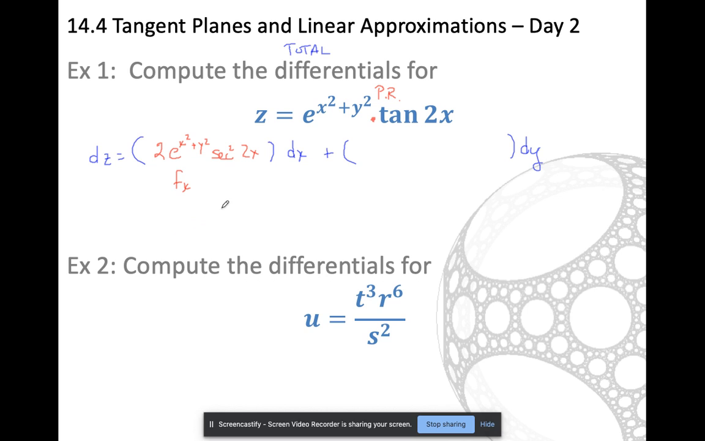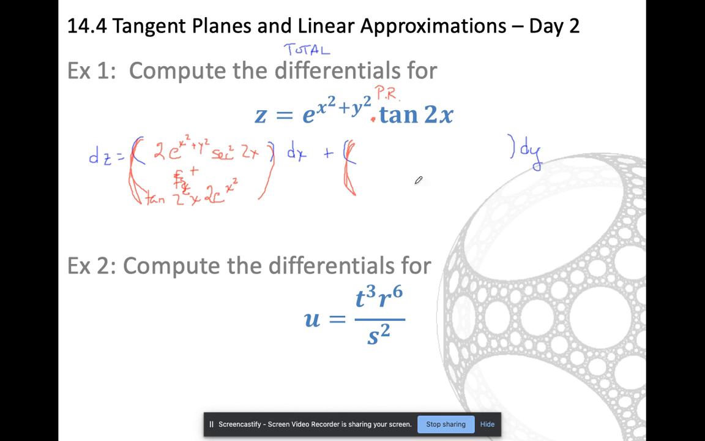Oh, I did not do a good job with my spacing, did I? Plus the second function times the derivative of this, but remember that y squared is just a constant. So the derivative of e to the x squared plus y squared is e to the x squared plus y squared times the derivative of the exponent, which is 2x. So the first times the derivative of the second plus the second times the derivative of the first. That is all supposed to go in this big parentheses.